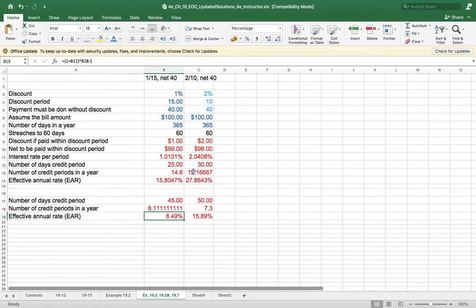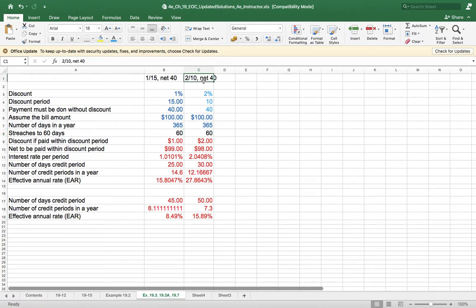So if you are paying within 45 days, then your rate was 15.88%. Same if you are stretching to 60 days, see your cost of capital reduced. The effective annual rate if you are paying on 45 days is 15%. The same effective annual rate if you are paying on 60 days is 8.49%. Same, the next question also I have stretched to 60 days. And I just extended the example.